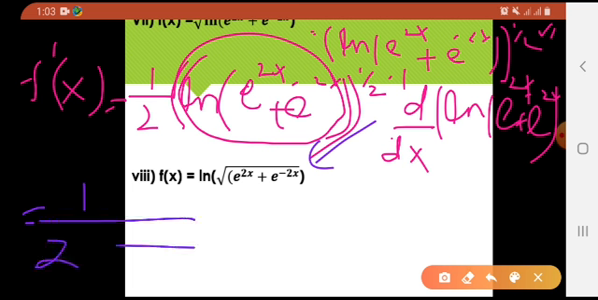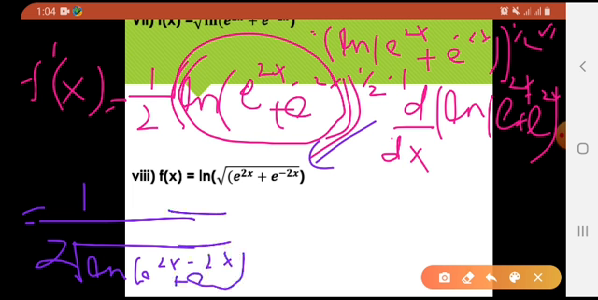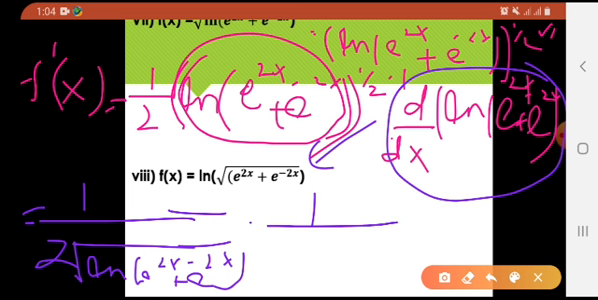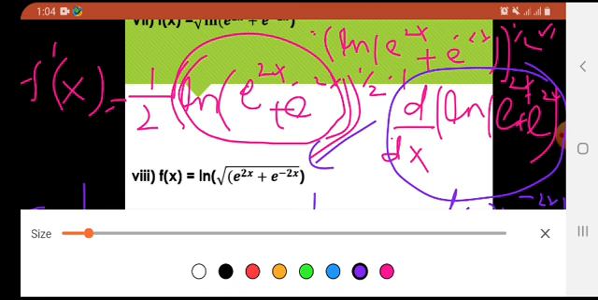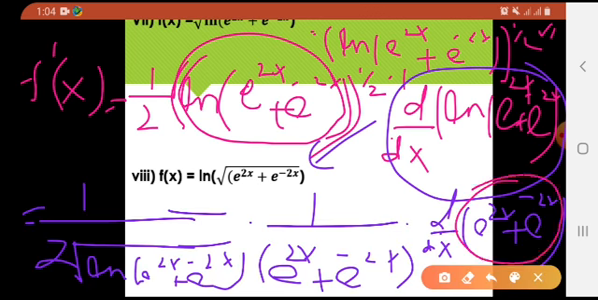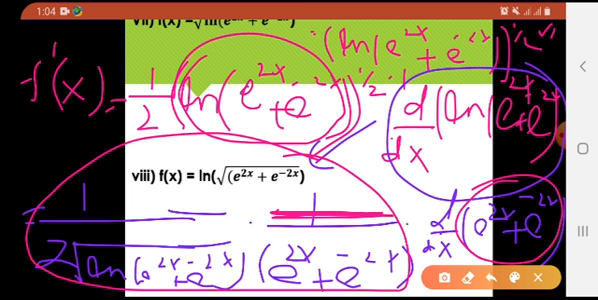1 divided by 2 radical of natural log of e raised to the power 2x plus e raised to the power minus 2x, into what would be the derivative of this? It would be 1 divided by the function, which is e raised to the power 2x plus e raised to the power minus 2x, into further derivative of the function, e raised to the power 2x plus e raised to the power minus 2x. Clear? Now I have to find simply the derivative of this, and these two terms would be multiplied, and that would be your answer.